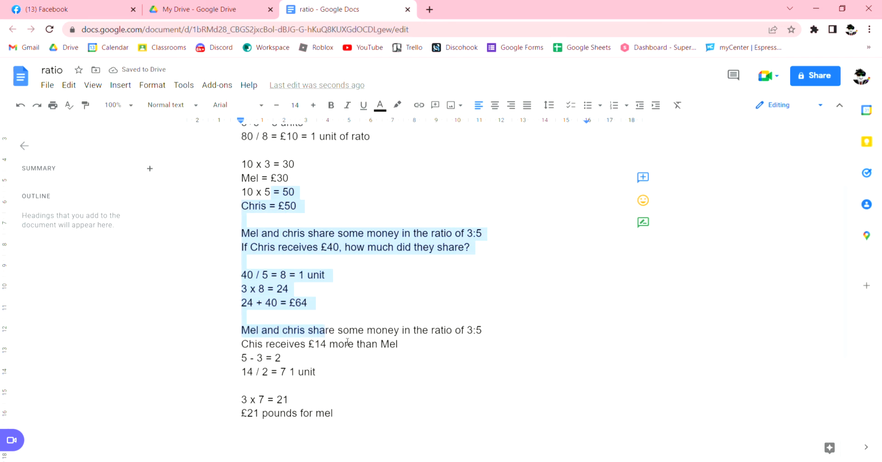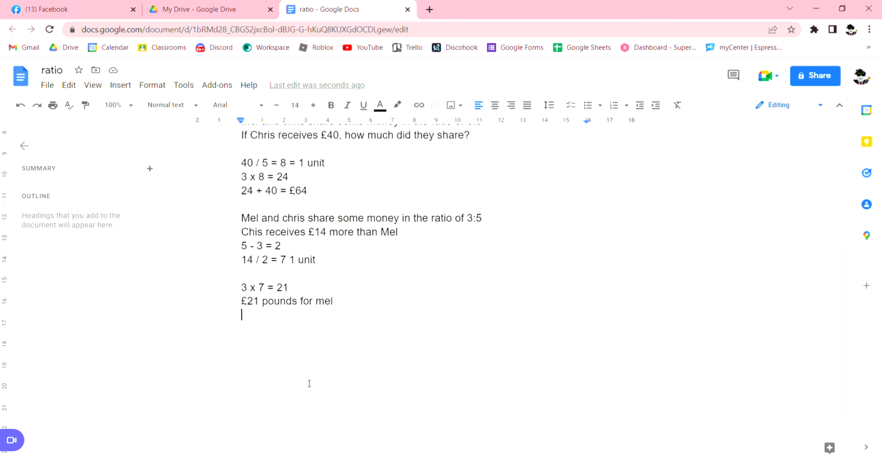It's not really going to get any more tricky than that, unless we throw in a third person. So let's say Mel, Chris, and Will share some sweets. Chris gets 3 times the amount that Mel has. However, Will gets 2 times the amount that Chris gets. However, we need a base amount to work these out. So what the question will probably do, they usually will do this, they'll give you what the ratio is.